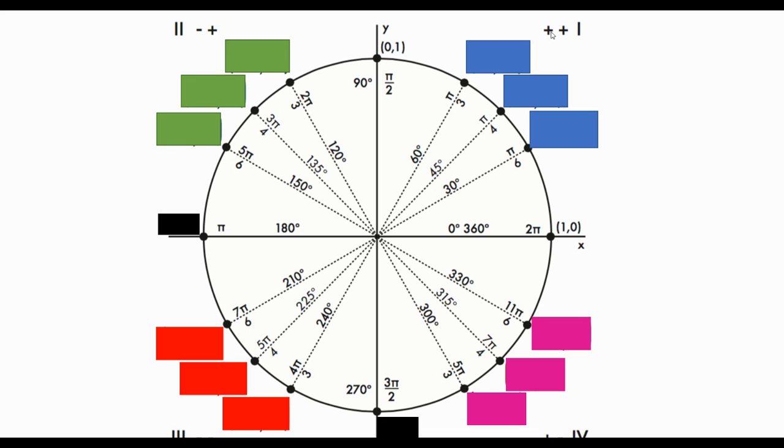Notice in quadrant 1, both x and y are positive. Remember, this is All Students Take Calculus: all functions are positive. Students are sine, and sine and cosecant functions are positive here because our y is positive. Here, tangent, all students take, our x is negative and so is y, so tangent and cotangent are positive here. And then in the fourth quadrant, our x is positive but y is negative, and that's why cosine and secant are positive.